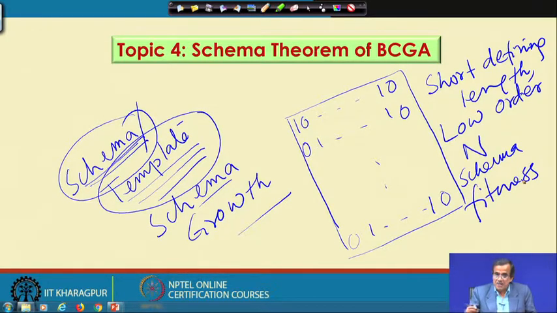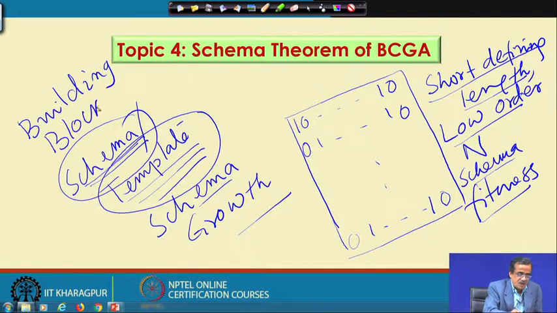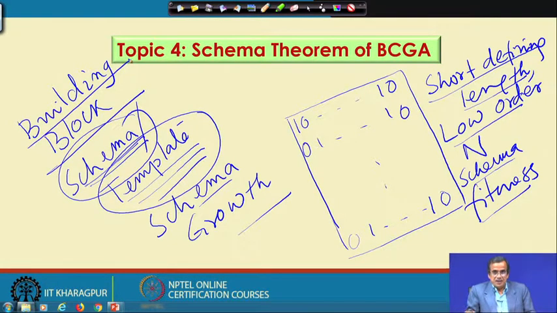So, if I have got a schema which is having short defining length, low order, and fitness higher than the average fitness of the population, that particular schema is known as the building block. This is the building block for this particular GA search, and this building block is going to gain more and more in number. If it is a good building block, it is going to gain in number through a large number of iterations, and that is going to win at the end, and this particular building block is going to indicate what should be the globally optimal solution.